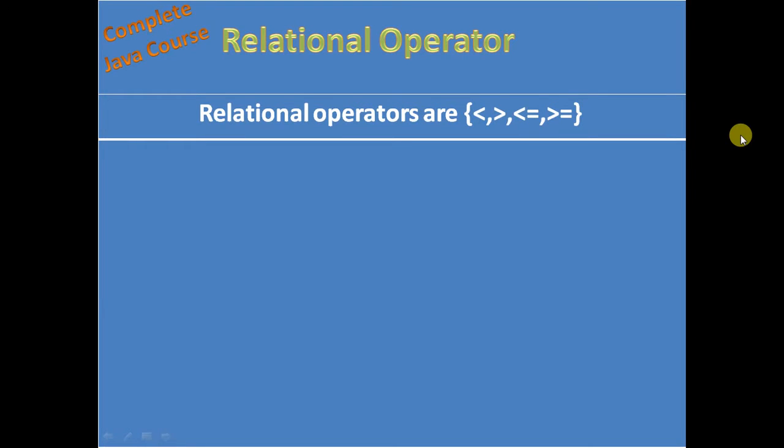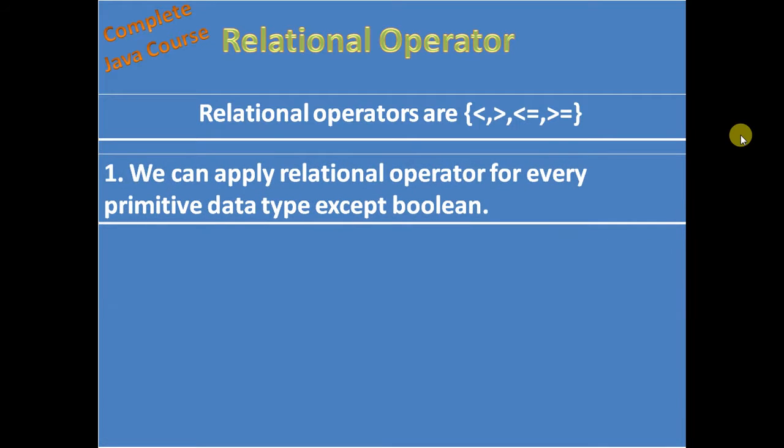So the relational operators are less than, greater than, less than or equal to, and greater than or equal to. Number one, we can apply relational operators to every primitive data type except boolean. It means we cannot apply relational operators to the boolean data type.